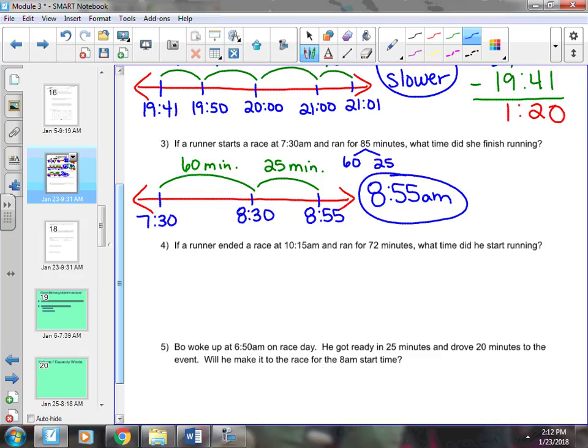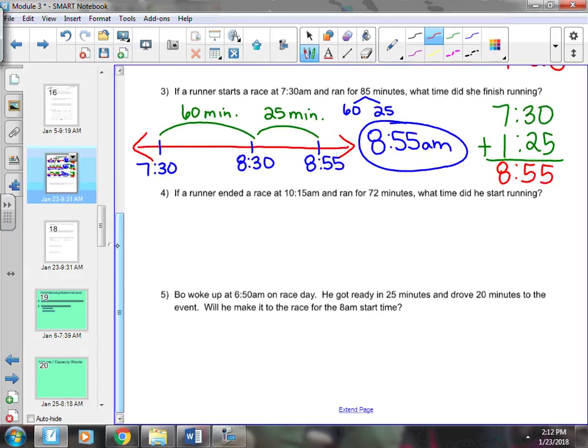If you wanted to do an addition problem, it would look something like this. Starting at 7:30. And I'm going to add an hour and 25 minutes because 85 minutes is the same as an hour and 25 minutes. And I can see that I get the same answer, 8:55. You do not have to show it both ways. Remember, just one way would be acceptable.